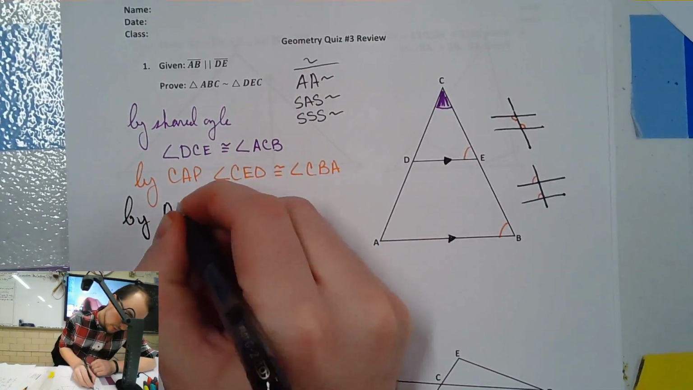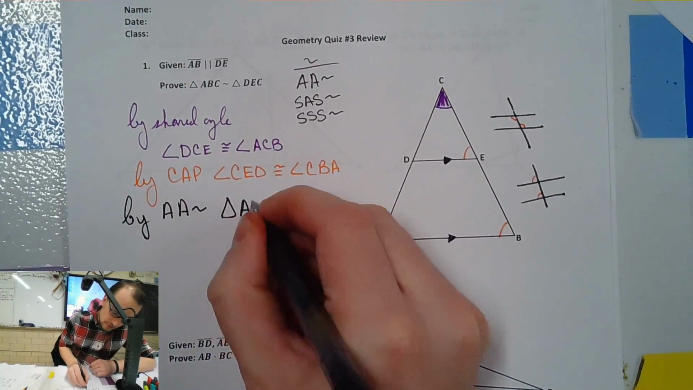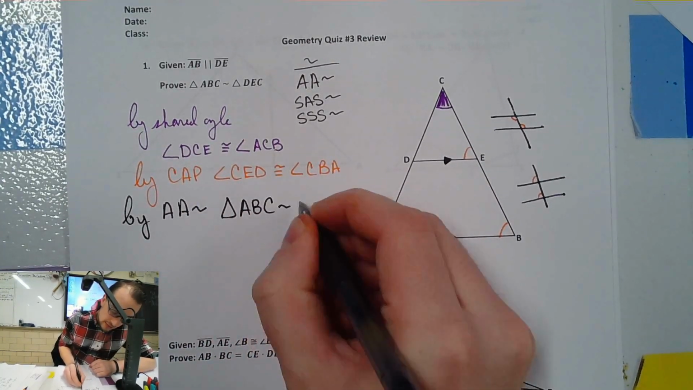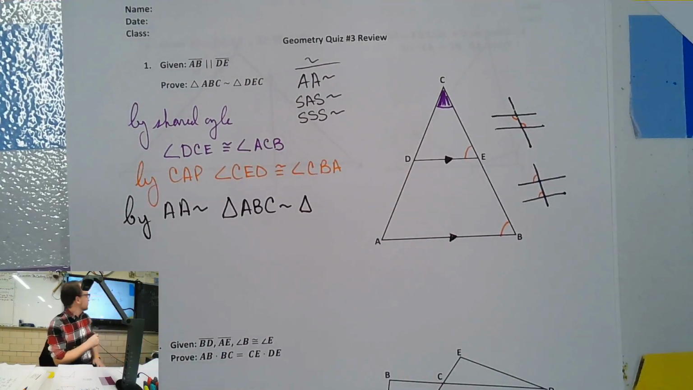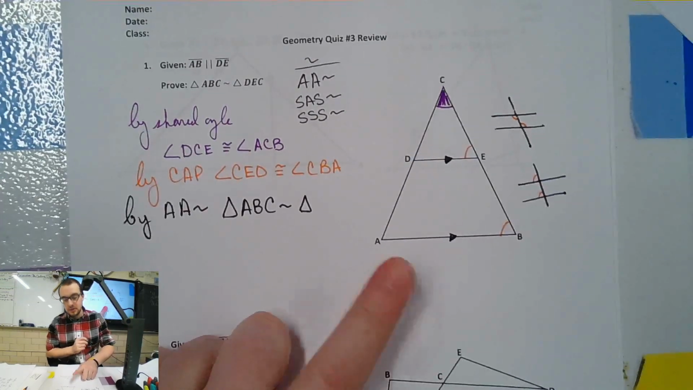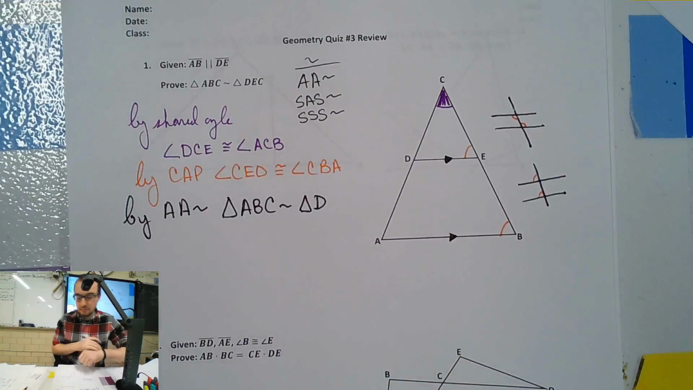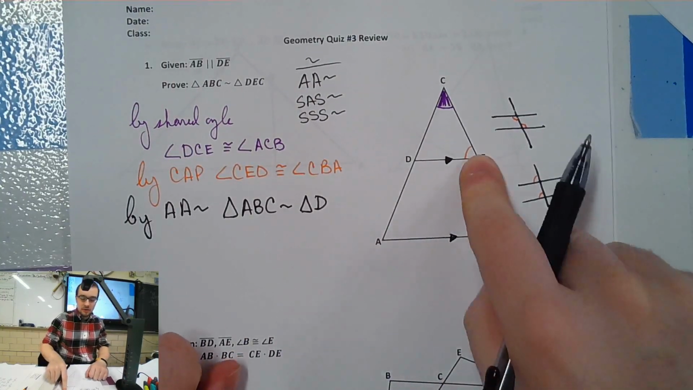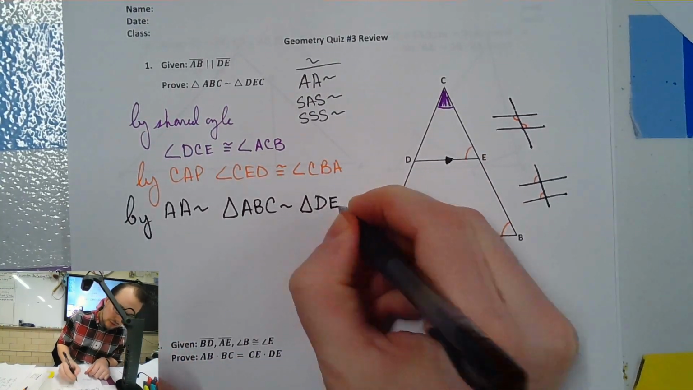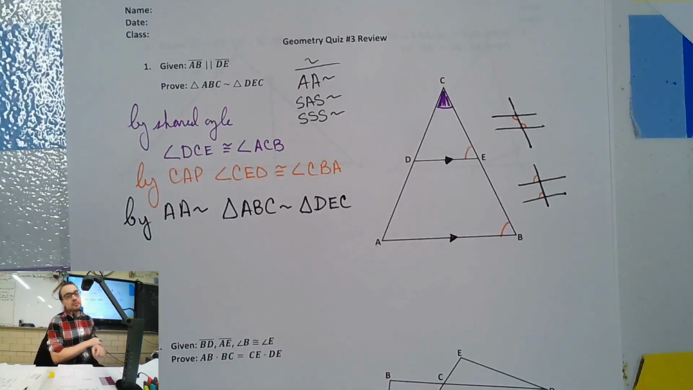By AA similarity, triangle ABC, that's the big old triangle, is similar to, let's match up the parts. Well, A on the big triangle is this angle, the unknown angle, the one we haven't messed with, so it must go with D on the small triangle. And B is orange, so it's going to go with E on the small triangle. And then, of course, they share C. And look, that's exactly what they wanted. Good on Mr. Mac.